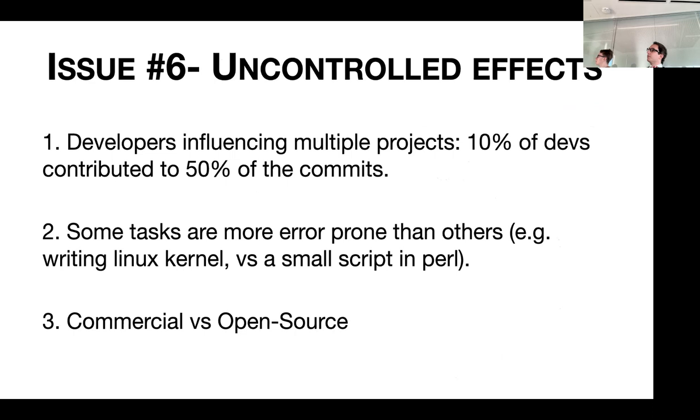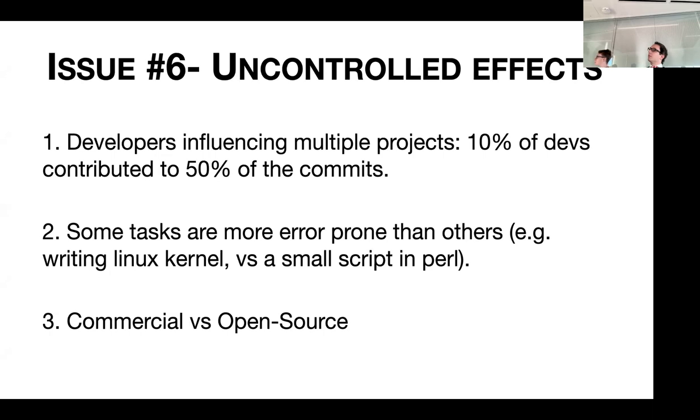And then the sixth issue, they have a bunch of stuff here related to uncontrolled effects. The first one they talk about is that developers were influencing multiple projects. They saw that 10% of the contributors to the projects were accountable for more than 50% of the commits. That's something they didn't control for. They also did not consider that some tasks are more error prone than others.